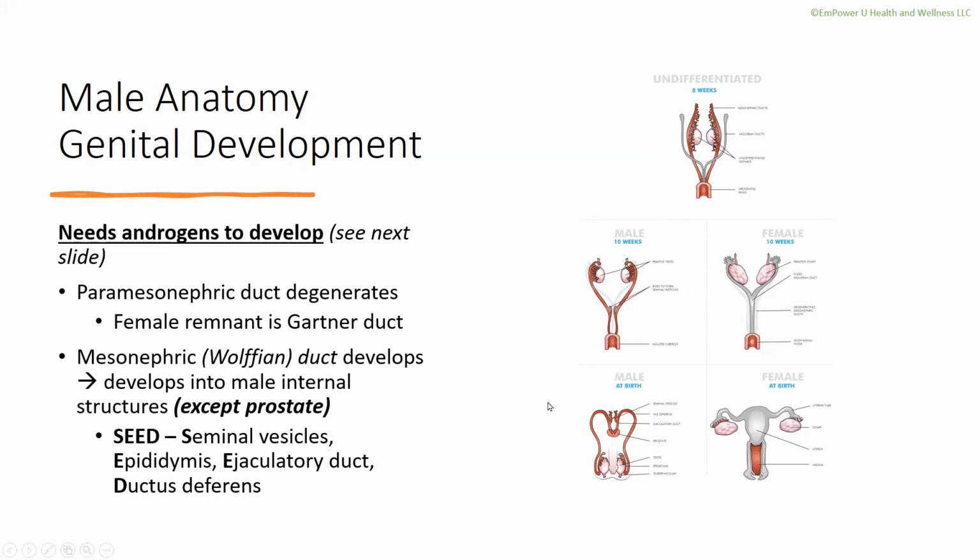So you could think of this as SEED. I'm sorry, it's a terrible acronym, but it's actually kind of helpful. Seminal vesicles, epididymis, ejaculatory duct, and ductus deferens. So those are the things that will form from the mesonephric or Wolffian duct in our male anatomy fetus.